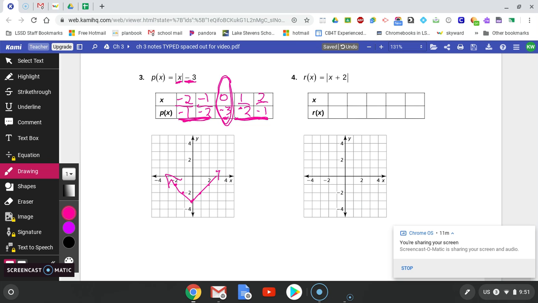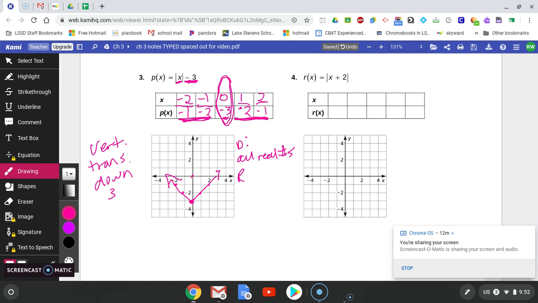So what's my transformations? Well, subtracting a number outside means that it is a vertical translation down 3. And you can see it does in fact show that my vertex was shifted down 3 from where it originally is at 0, 0. What's my domain going to be? Well, domain is still going to be all real numbers. It's still going left and right forever, and that's the case for all of our absolute value graphs.